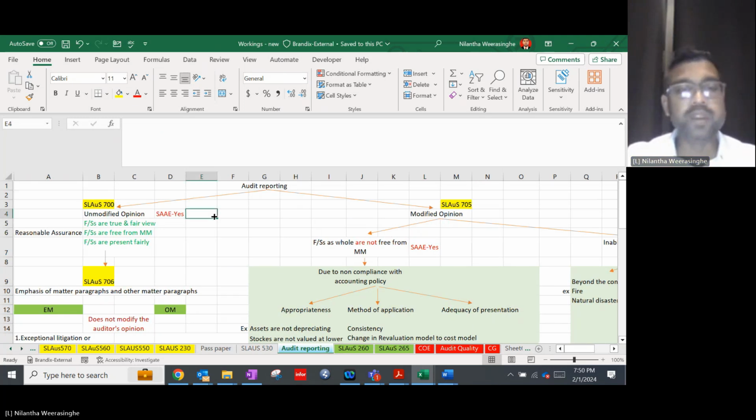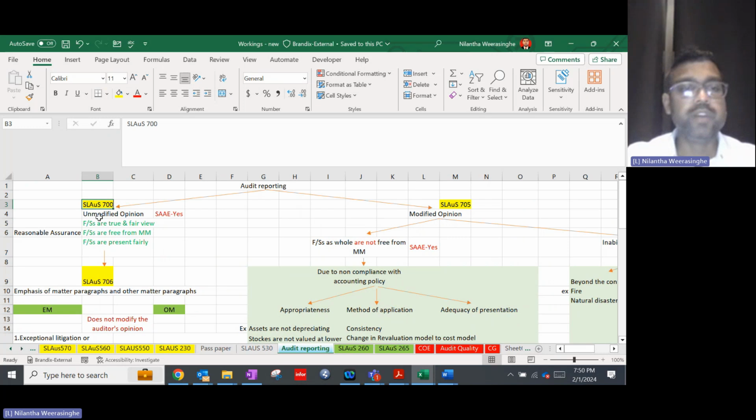That is the standard. Okay. SLSA 700, unmodified opinion. How do we deliver an unmodified opinion? These are the 3 ways. Simple, this standard is, right? You can say financial statements give a true and fair view. Or you can say financial statements are free from material misstatements. Or you can say financial statements present fairly. All these 3 are unmodified opinions. The same assurance you are giving in different ways. We call it an unmodified opinion. So this is there in the opinion section paragraph in the auditor's report.